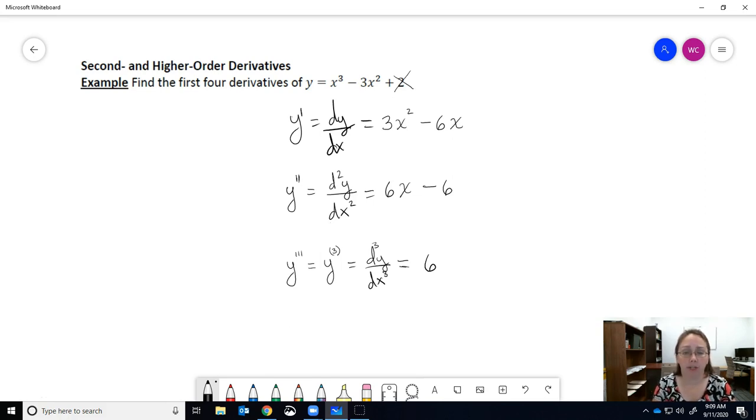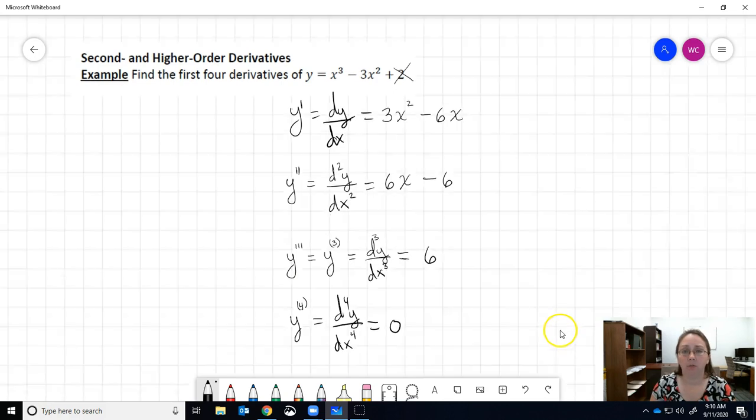Let's try a fourth derivative. And like I said, I don't usually use 4 tick marks. I just go straight to the parentheses around the power for the fourth derivative, or d4y dx to the fourth. All right? So what is the derivative of the third derivative? Well, it's a constant, so the derivative would be 0.